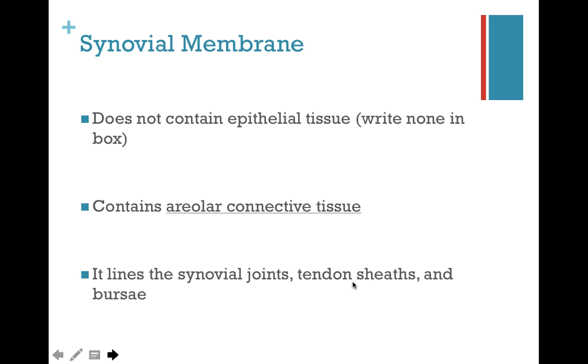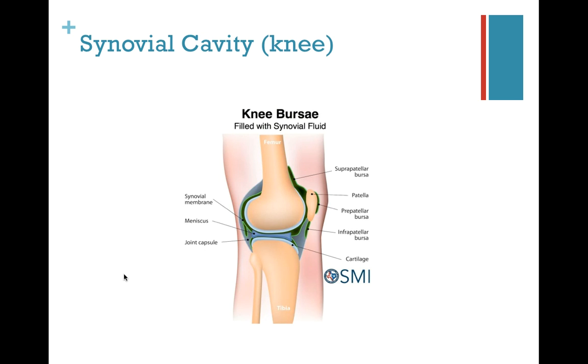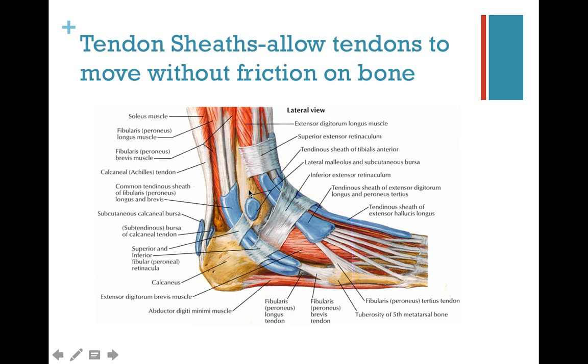It also covers tendon sheaths. This is just to prevent friction, so tendons aren't rubbing against your bone and snapping. That would be bad. And bursa are just fluid-filled sacs that protect your joints. This is a bursa. It's just filled with synovial fluid just to cushion these joint areas right here. Here's a tendon sheath. So anywhere where we have a sharp angle of tendons and bone, we're going to have a tendon sheath. And that just is full of synovial fluid and loose areolar connective tissue, and that just prevents these tendons from rubbing on the bone.